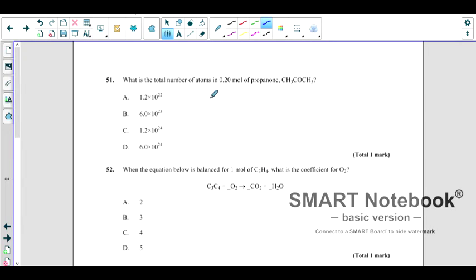What is the total number of atoms in 0.2 moles of propanol? We need to find the total number of atoms. In one molecule, how many are there? 3 plus 8 makes 10 atoms in one molecule. So in 1 mole, how many molecules are there? Avogadro's number. We times it by 10.